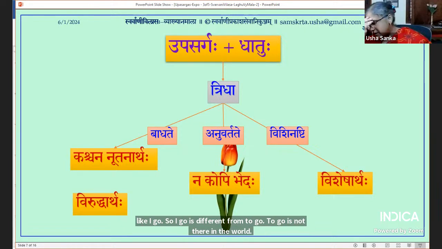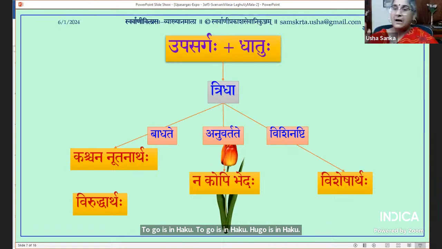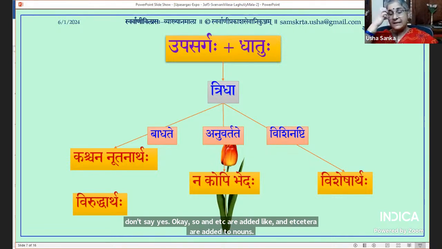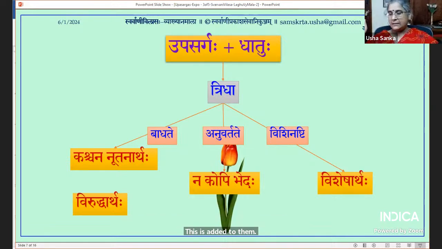In English, we have discussed some words. Disagree. I agree, I disagree. So what is agree? I say yes. What is disagree? I don't say yes. So un- etc. are added to nouns. This is added to the verbs. Okay, disagree.